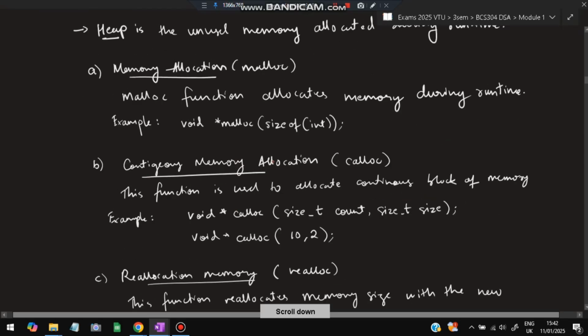Okay, second is contiguous memory allocation. This function is used to allocate continuous blocks of memory. In the previous one there can be different places where the blocks are allocated. It might not be contiguous, here it will be continuous.